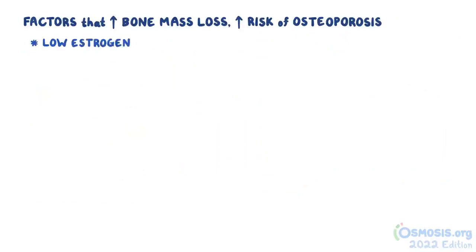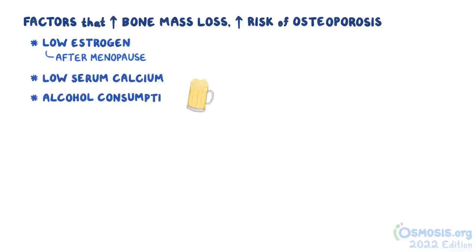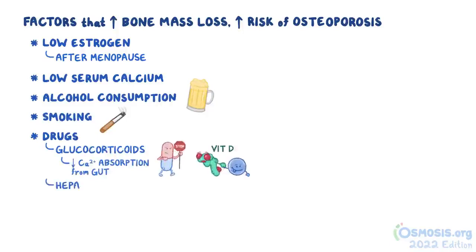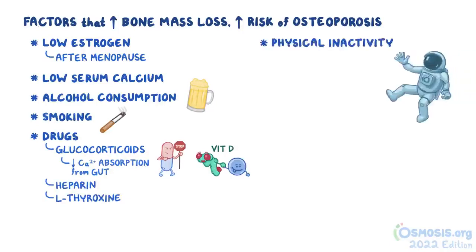Factors that accelerate bone mass loss and increase the risk of osteoporosis are low estrogen levels, like after menopause, and low serum calcium. Additional factors include alcohol consumption, smoking, drugs like glucocorticoids, which decrease calcium absorption from the gut through the antagonism of vitamin D, and drugs like heparin and L-thyroxine. Another factor is physical inactivity, as seen in astronauts in a zero-gravity environment where they just don't use their musculoskeletal system as hard as when they're on Earth.